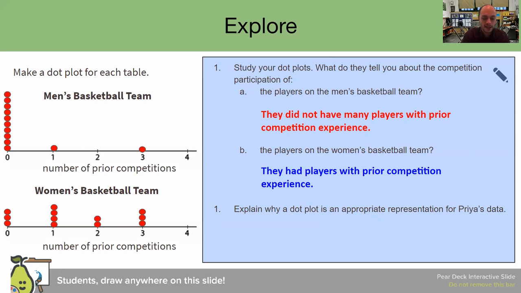All right, welcome back. If you said a dot plot is an appropriate representation of her data because she collected numerical data, you're right. She had to go to all these athletes, the men and the women, and ask them for a numerical response. She had to ask them, how many prior competitions have you been in? And they would say something like 0, 1, 2, 3. None of them said 4. So because all their answers would have been answers with a number, that means she was collecting numerical data. And that's what dot plots are really good at demonstrating, especially if you're demonstrating repetition amongst that data. All right. So with that said, let's actually move on to the next question.